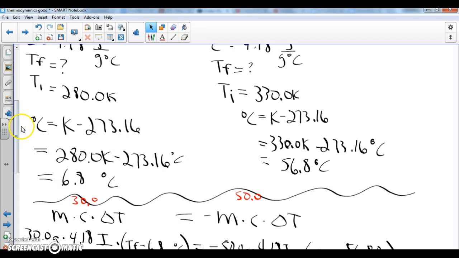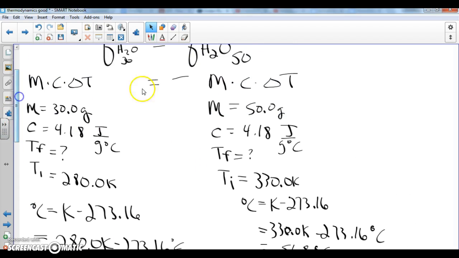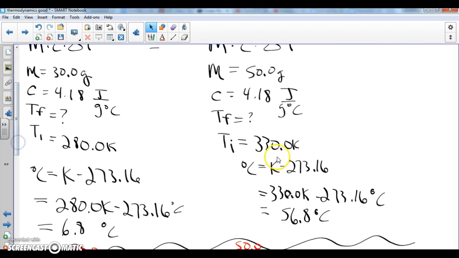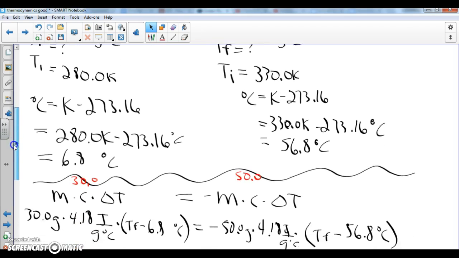Okay, I did the same thing on this side, where I have 50 grams of water: M is 50 grams, C, it's water, so it's 4.18 joules per gram degree Celsius. Final temperature, we don't know, that's what we're solving for. But we do know the initial temperature of the 50 gram sample is 330 Kelvin, so we have to convert it. Degrees Celsius equals K minus 273.16, so 330.0 minus 273.16 equals 56.8 degrees Celsius according to sig fig rules. Alright, so now that we have all our variables, we're going to go down.